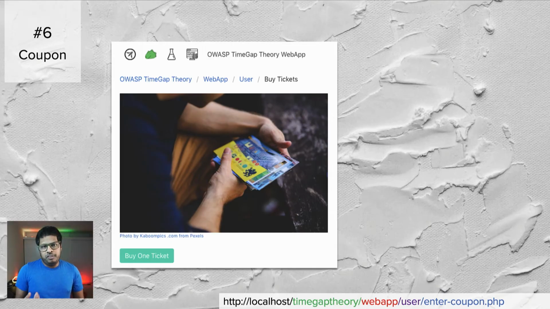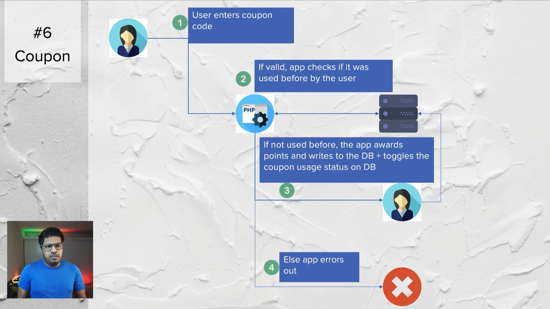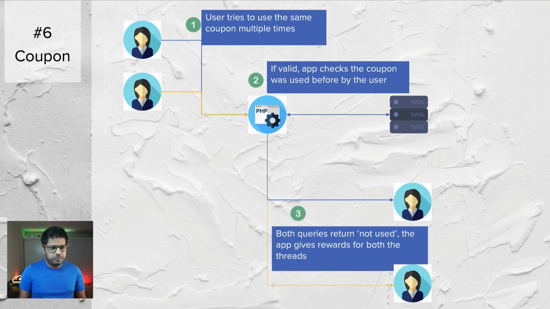Let us look at challenge 6, which is coupon. In this challenge, user will enter a coupon code. If valid, app will check if it was used by the user before or not. If not used before, the app will award that particular points and will make the corresponding changes to the DB, and it will also toggle the coupon usage status on DB. Otherwise, if the coupon code is not valid, or if the coupon was already used by the user, the app will error out.